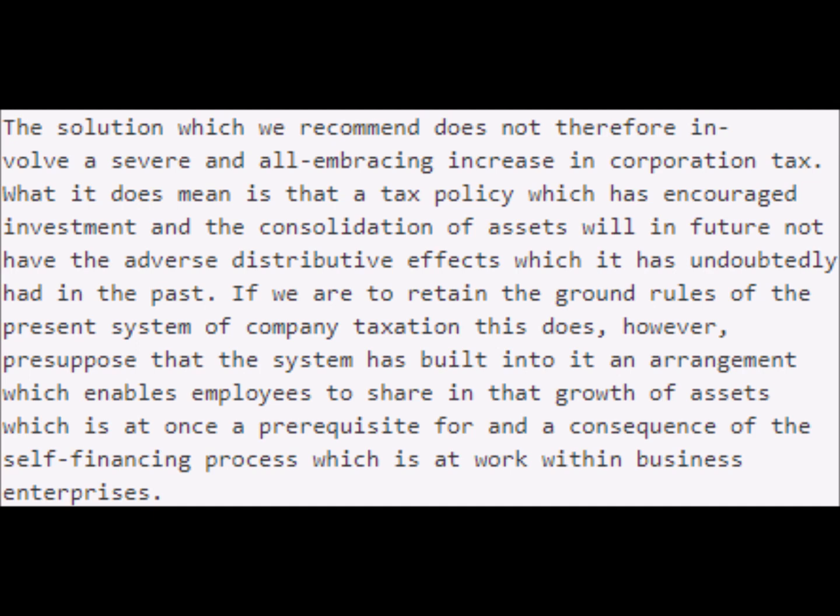Quote, "The solution which we recommended does not therefore involve a severe and all-embracing increase in the corporation tax. What it does mean is that a tax policy which has encouraged investment and the consolidation of assets will in future not have the adverse distributive effects which it had undoubtedly had in the past. If we are to retain the ground rules of the present system of company taxation, this does, however, presuppose that the system has to be built into an arrangement which enables employees to share in the growth of assets, which is at once a prerequisite for and a consequence of the self-financing processes which is at work within business enterprises."